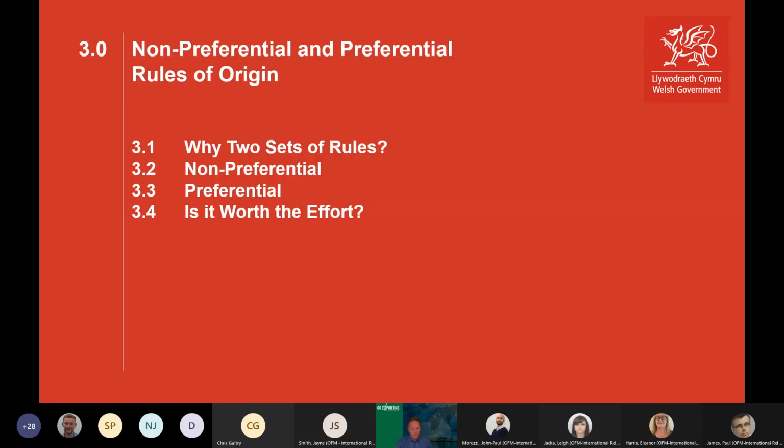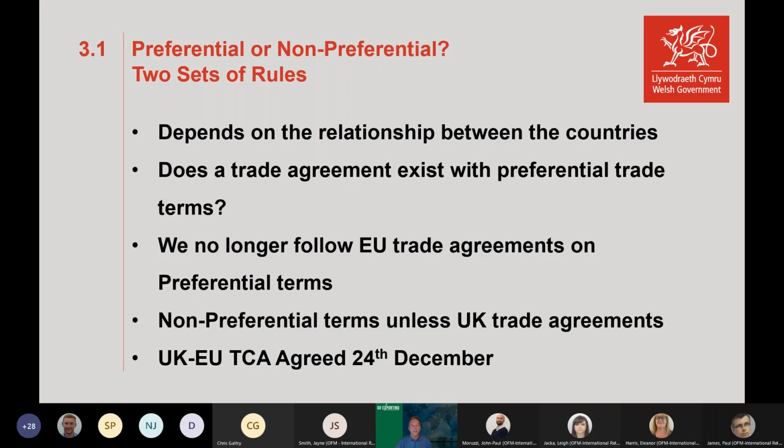So to start with, we're going to look at the general principles of rules of origin that are applied in trade agreements. And then in the following sections, we'll look at the specific rules in the UK-EU TCA. It's important to understand both because of the raft of new trade agreements the UK is entering and the possibility to expand business into new international markets outside of the EU, something we were talking about this morning on the future of export. So why are there two sets of rules?